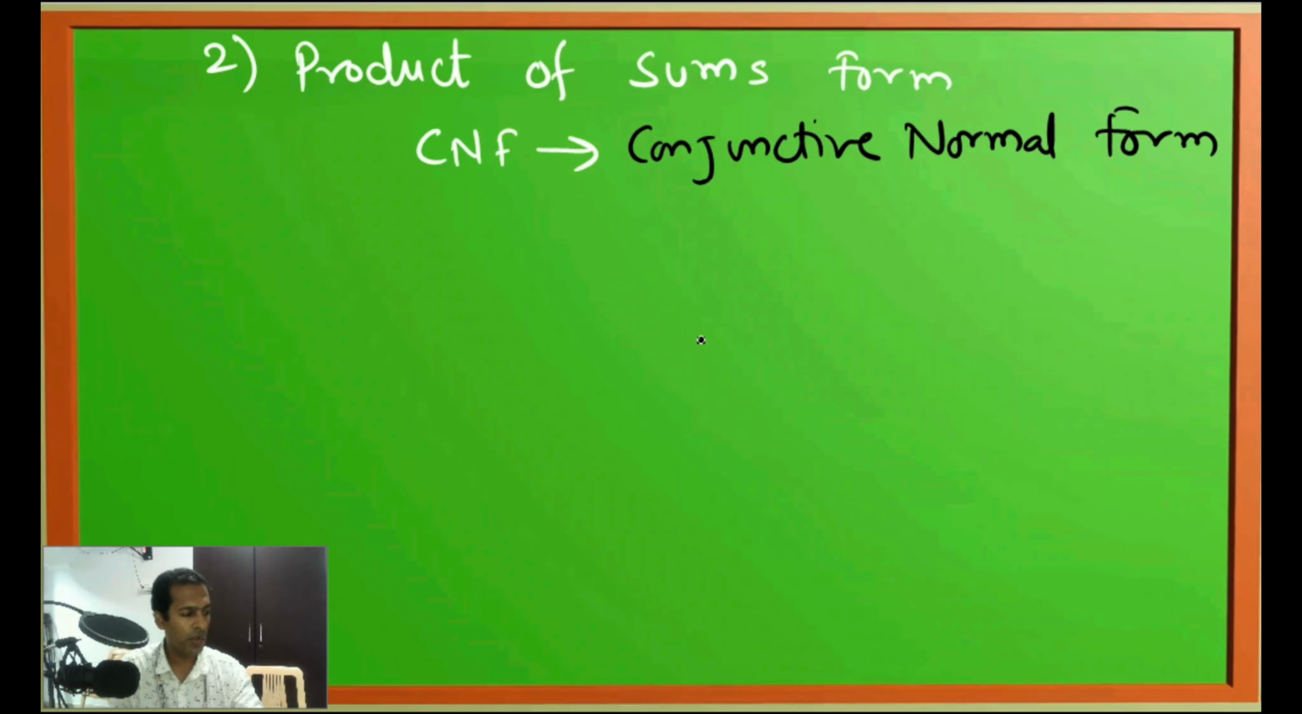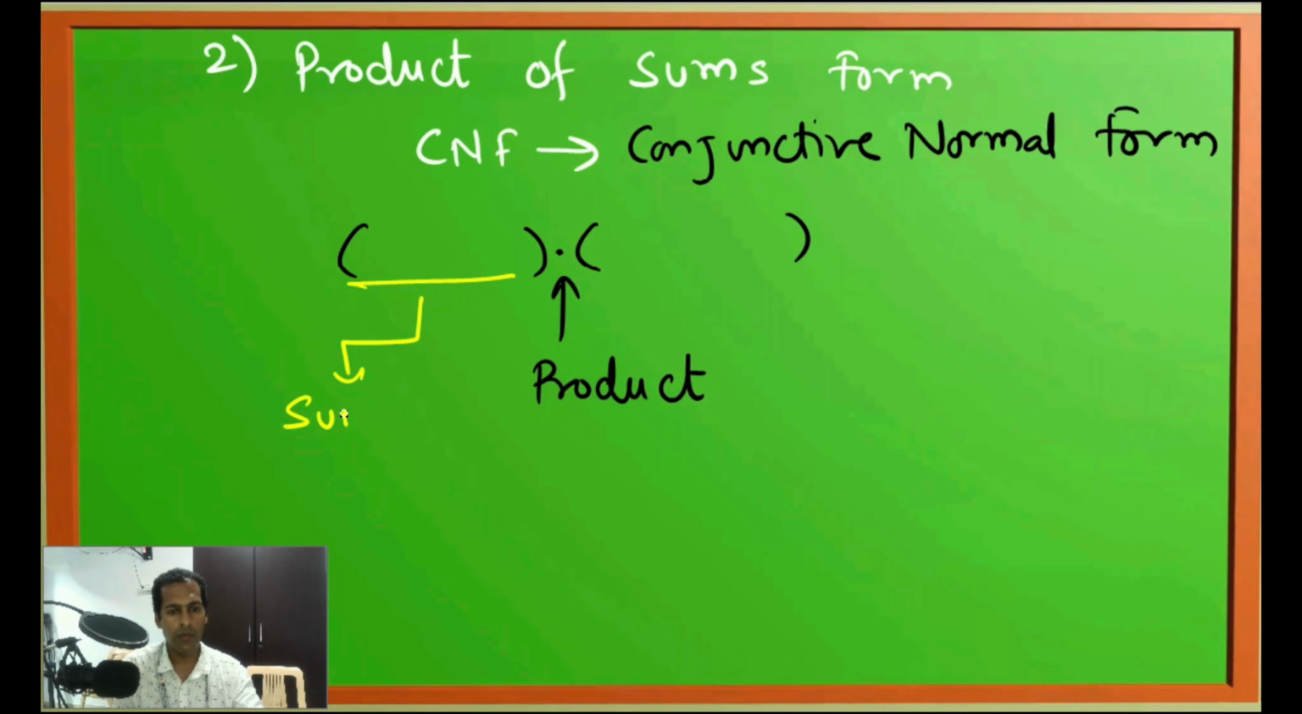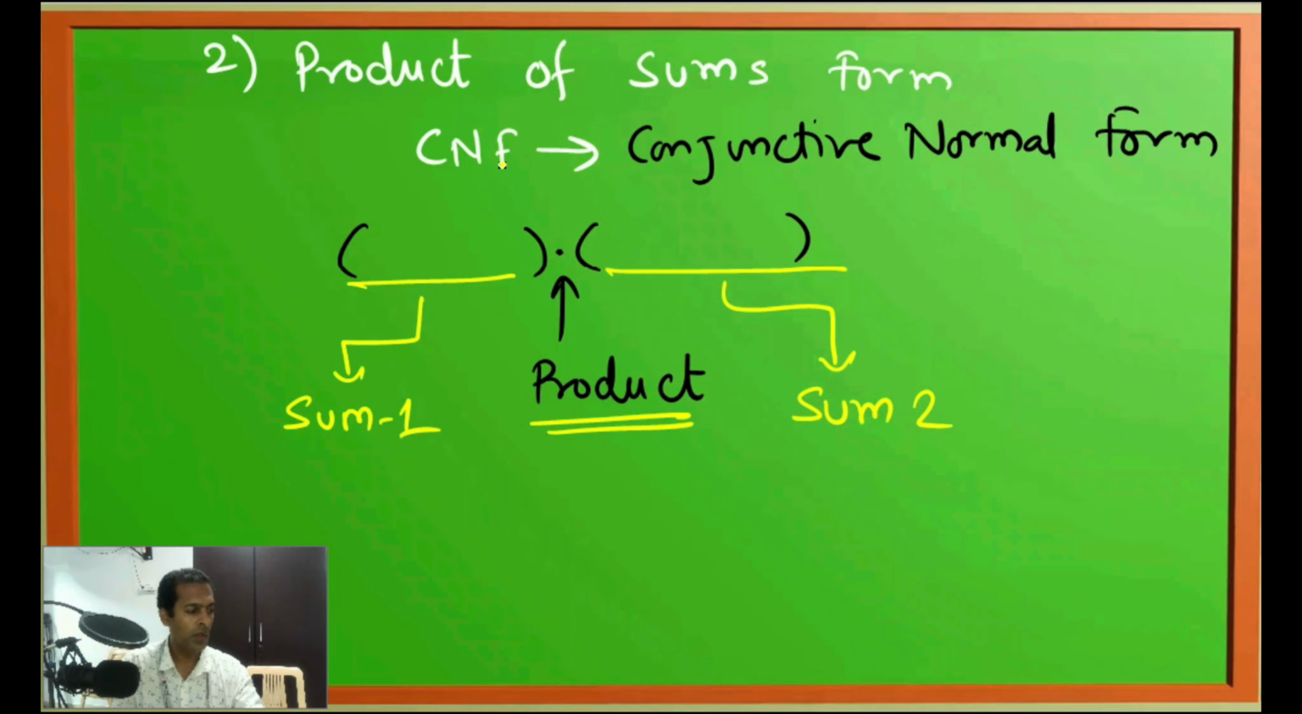Now the function in this type may also be written in the form of equation where we are taking product of the sums. So we need to take some product, and this product should be of different sums. Here we should have sum 1, here we can have sum 2. So this should be product of two sums. This one may be, say, A bar plus B bar, and this one may be B plus C. So this is the format for product of sums.